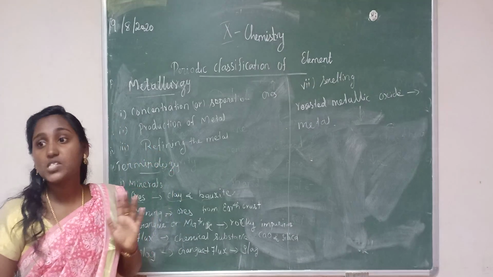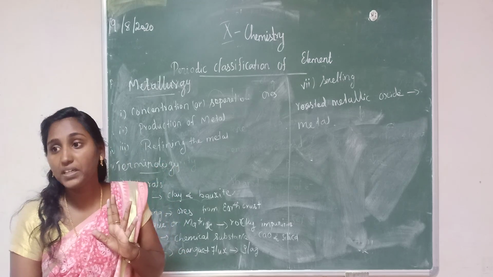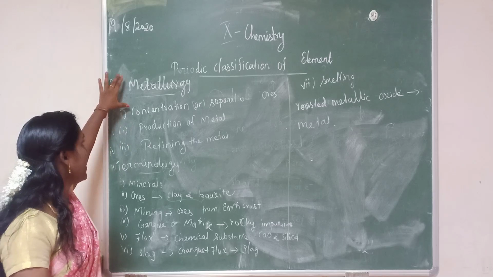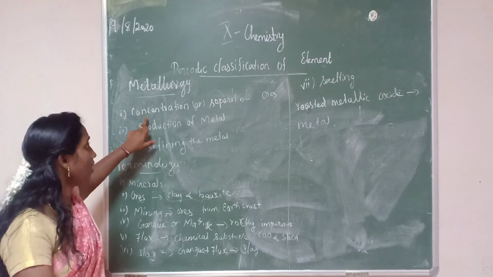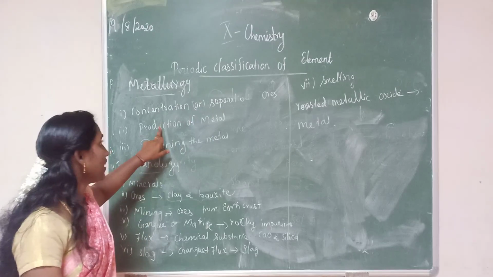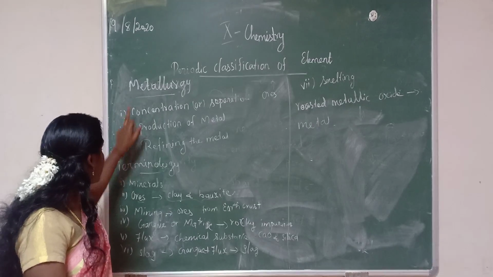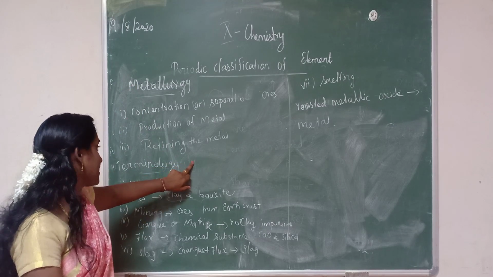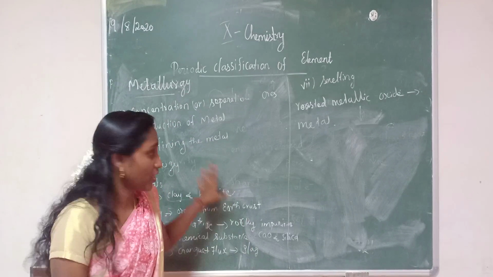So what topics did we study in this class? Properties, periodic properties, 5 properties we studied. Then next we studied metallurgy. In metallurgy, 3 steps we studied. What are the steps? Concentration or separation, then production of metal, refining the metal. Then we studied terminology in metallurgy. Here we studied 6 terms. Study, students. Okay.